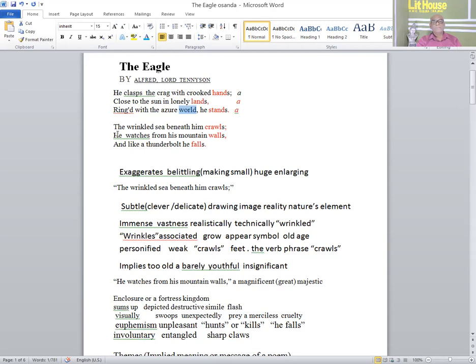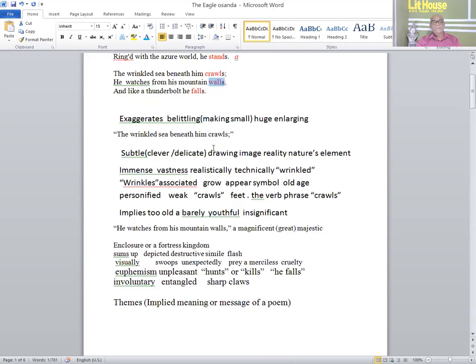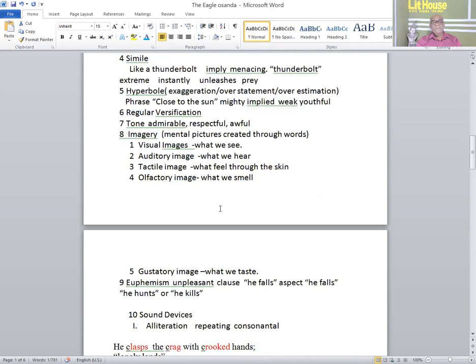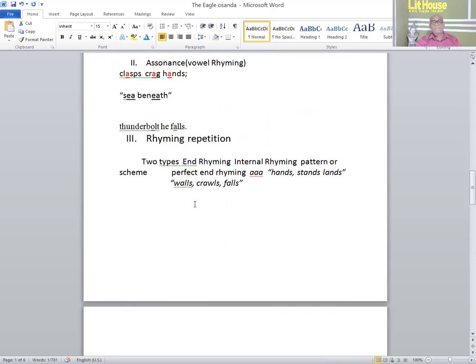Next one. Watches. Walls. Right. Write down examples. Examples are to be quoted. Our examples we will quote. Internal rhyming. Right.